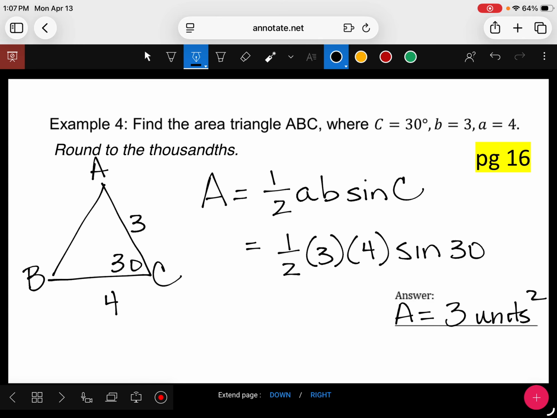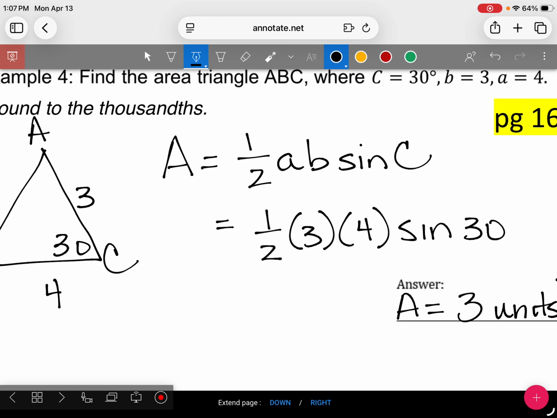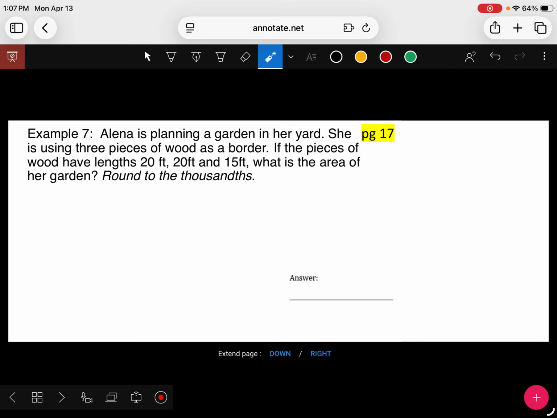All right, who got 3? That's good, because the sine of 30 degrees, I know you all don't remember from the unit circle, is 1/2. So you take half of 12, you get 6, and then you take half of 6, you get 3. All right, so we're gonna skip over questions 5 and 6. Let's go directly to 7. I want you to try to do that one on your own.